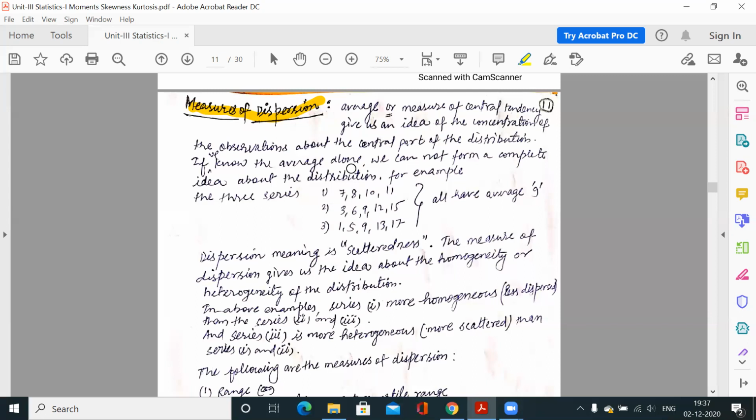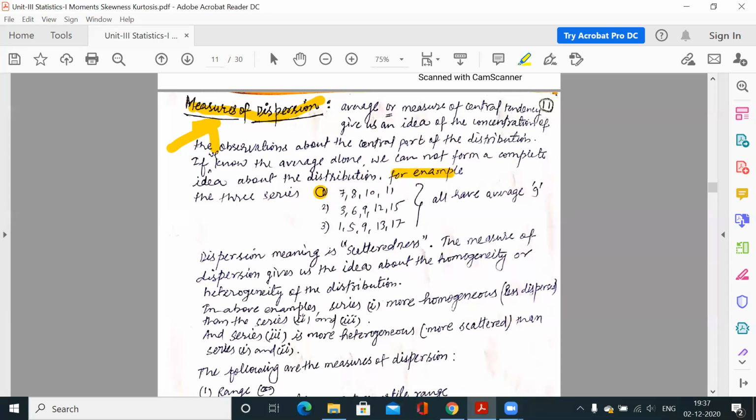So for this purpose, we need to know the next topic, which is measures of dispersion. What is the role of the measure of dispersion? If we cannot compare two data sets based on the measure of central tendency, we go to the measure of dispersion. The measure of dispersion tells us about the scatteredness of the data points around the central value. Here I have written one more example.